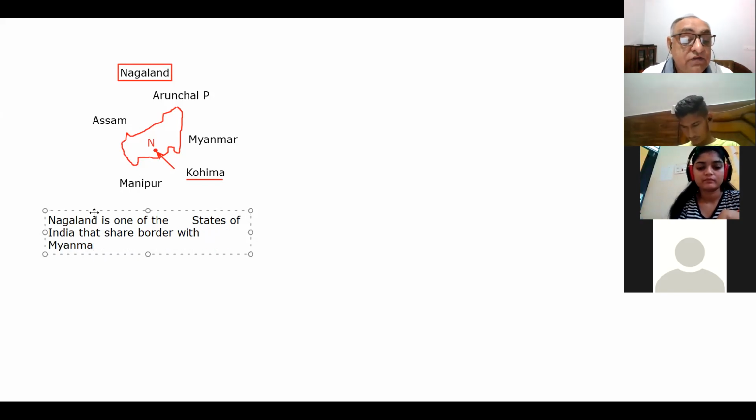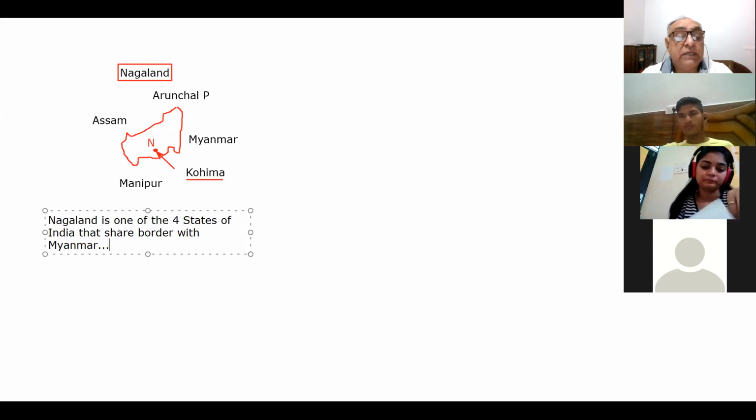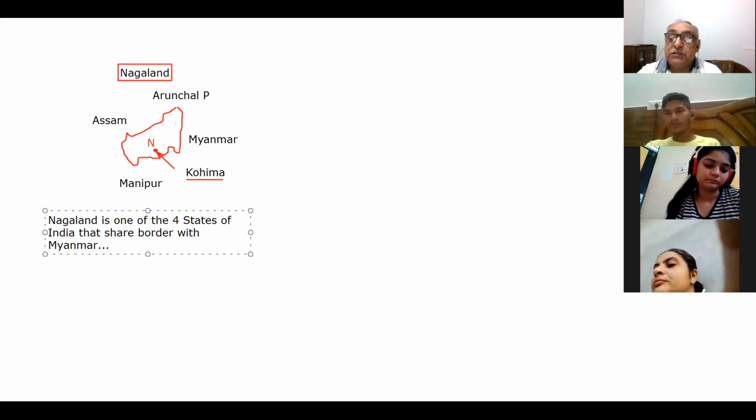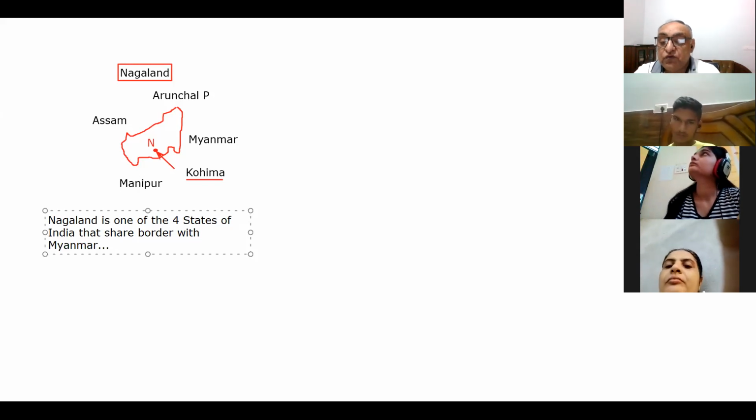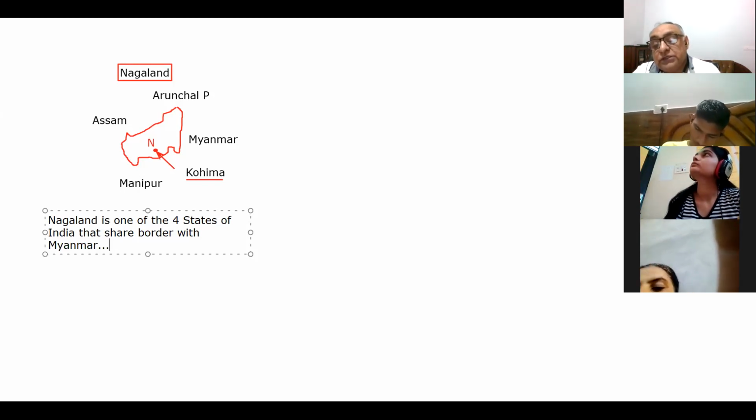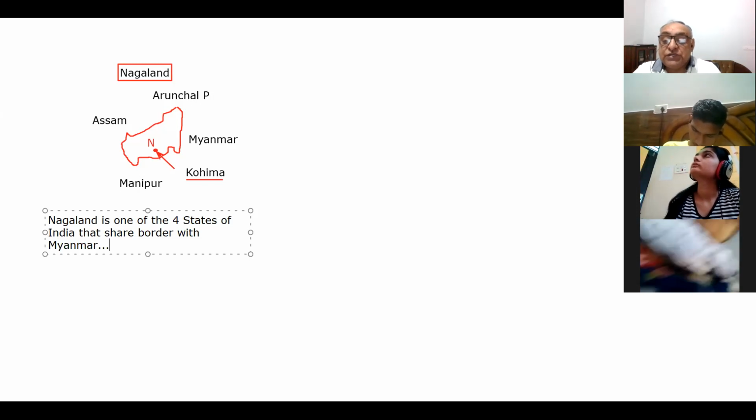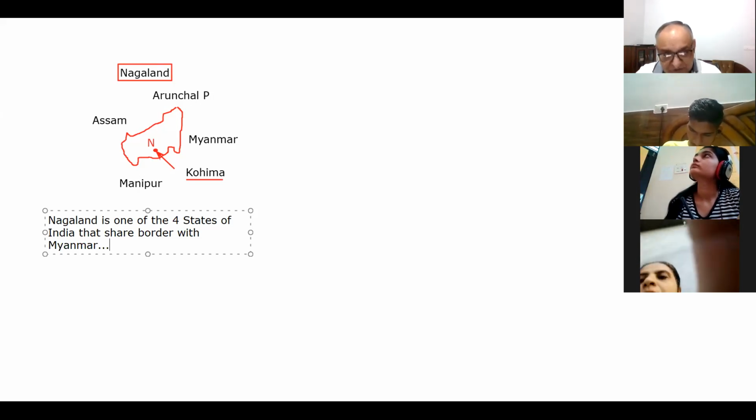How many states are there which share border with Myanmar? Do you know? Sir, 4. Yes, Nagaland is one of the 4 states of India that share border with Myanmar, right? So this is again a simple question, so you should not be mistaken here. One is Arunachal Pradesh, second is Nagaland, third is Manipur, and fourth is Mizoram. So these are the 4 states of India which have their border common with Myanmar.